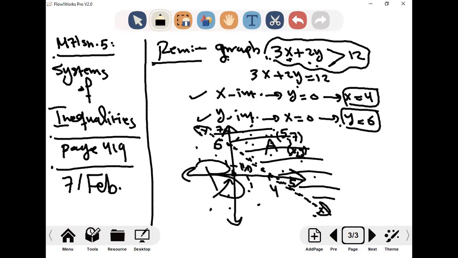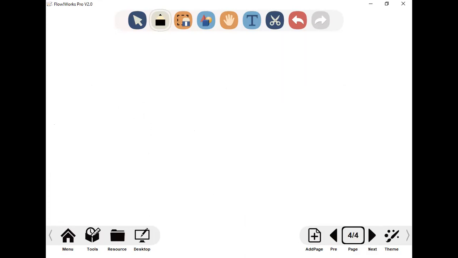Now we'll take systems. Here we have one inequality with two variables. Now we'll take a system of inequalities, which means I will take two inequalities with two variables at the same time and find the solution. In the previous lessons, we took systems of equations, and we used substitution and elimination, right? But here we'll use graphing. So let's take example one.